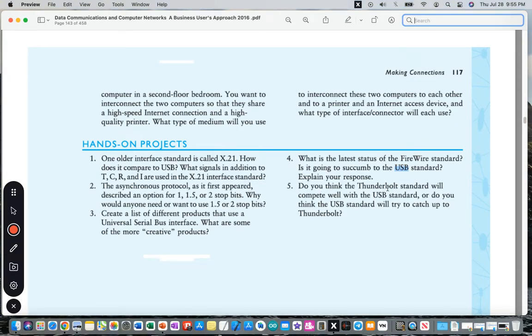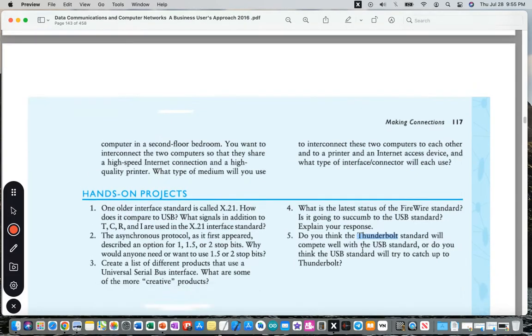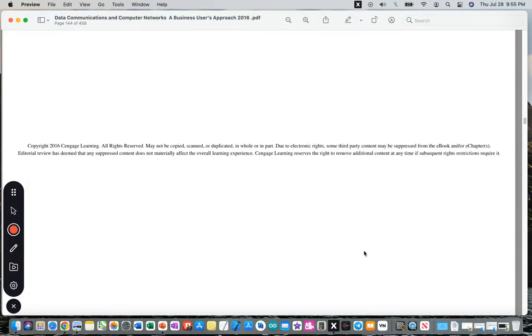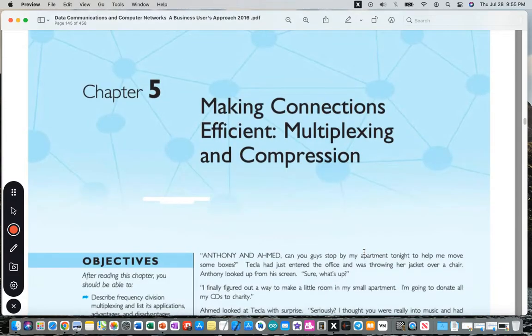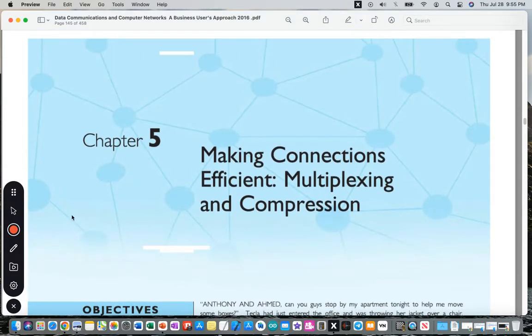Do you think the Thunderbolt standard will compete well with the USB standard? No, because the Thunderbolt is only used in Apple products. Do you think the USB standard will try to catch up to Thunderbolt? USB is already widely used. Even Apple products support USB, but they also have the Thunderbolt standard. So no, they won't compete. And we'll start chapter 5.